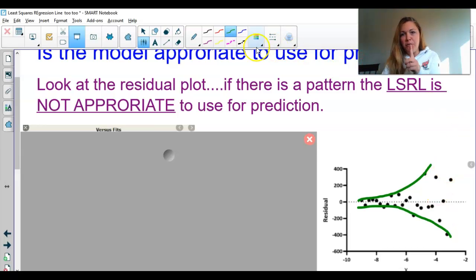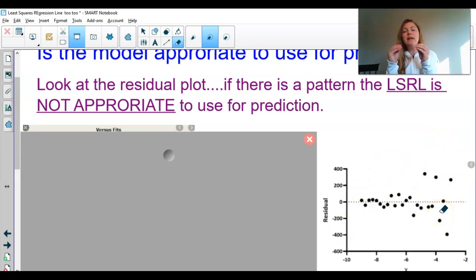So if we get a residual plot that looks like this, we say the least squares regression line for this data set is not appropriate to use for prediction. Why? Because there is a pattern in the residual plot. Again, for this data set, the least squares regression line is not appropriate to use for prediction, because there's a pattern in the residual plot.